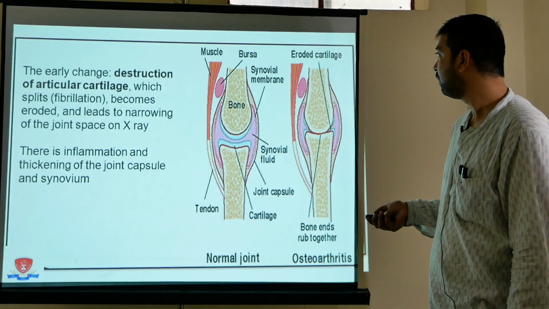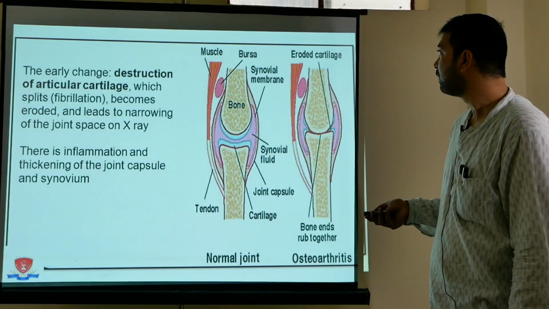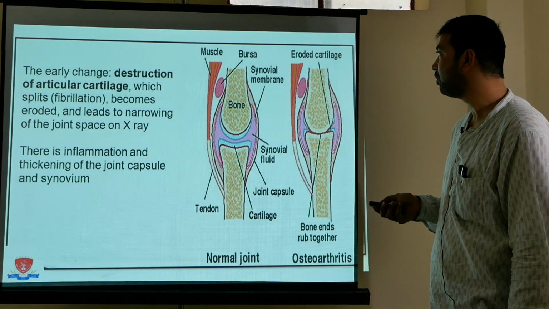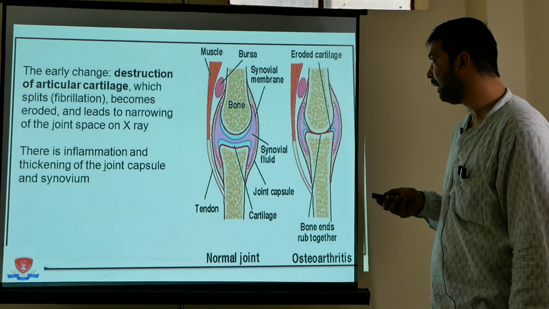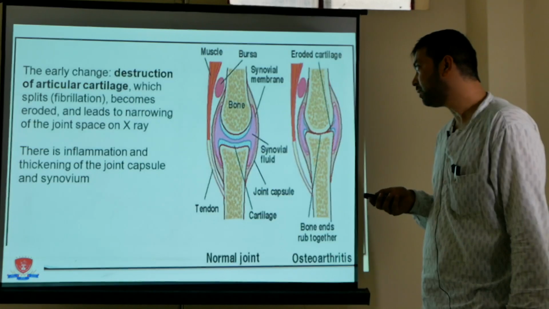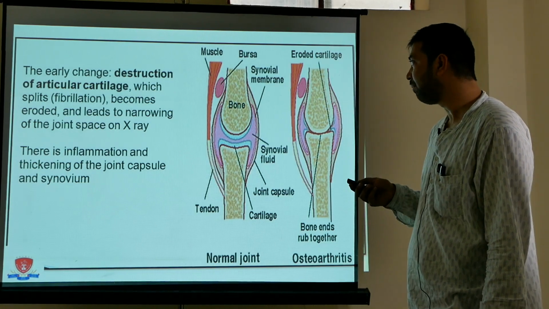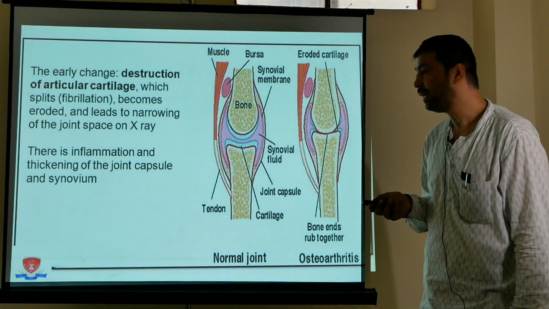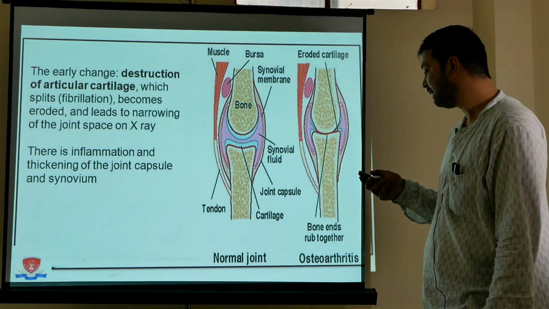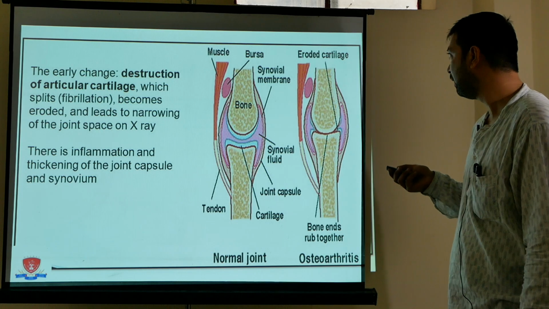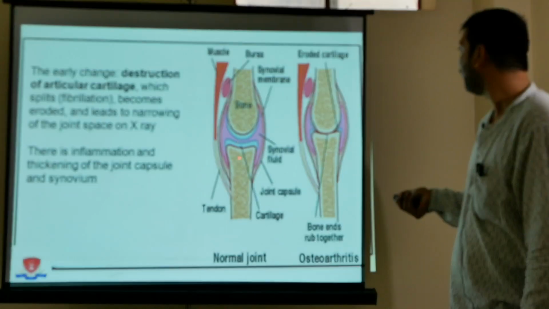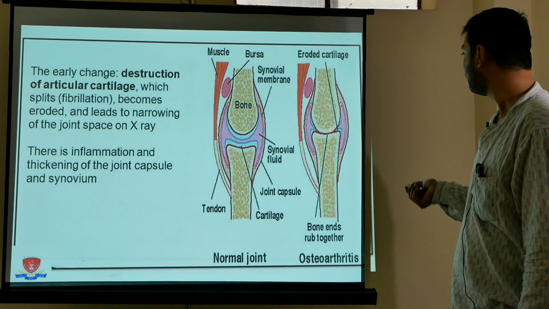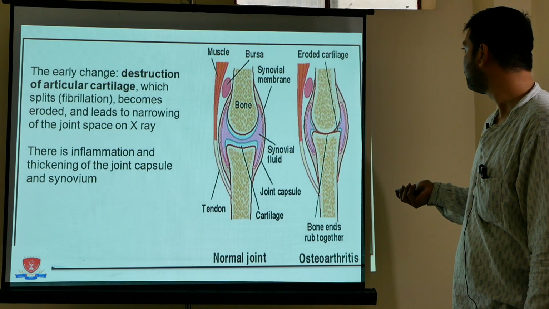Okay, first of all, the early changes: destruction of articular cartilage, which splits and becomes eroded and leads to narrowing of the joint space on the X-ray. There is inflammation and thickening of the joint capsule and synovium. We can easily see osteoarthritis on X-ray. You can see the normal X-ray picture and the osteoarthritis X-ray picture.